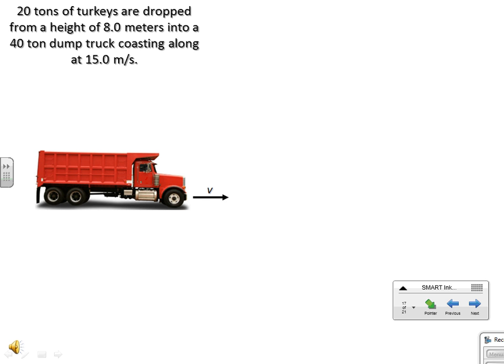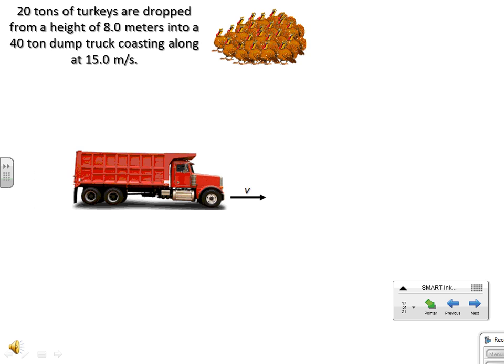We'll start right off the bat with an example. Thanksgiving is rapidly approaching, of course. So we're going to talk about this turkey delivery truck, and we're going to drop 20 tons of turkeys into this truck from 8 meters up. It's a 40-ton dump truck moving along at 15 meters per second. And we're going to say that the truck is coasting. So he's got nice frictionless bearings in the wheels, and he's not on the gas, so we don't have the interaction of the engine. It's just this truck rolling along.